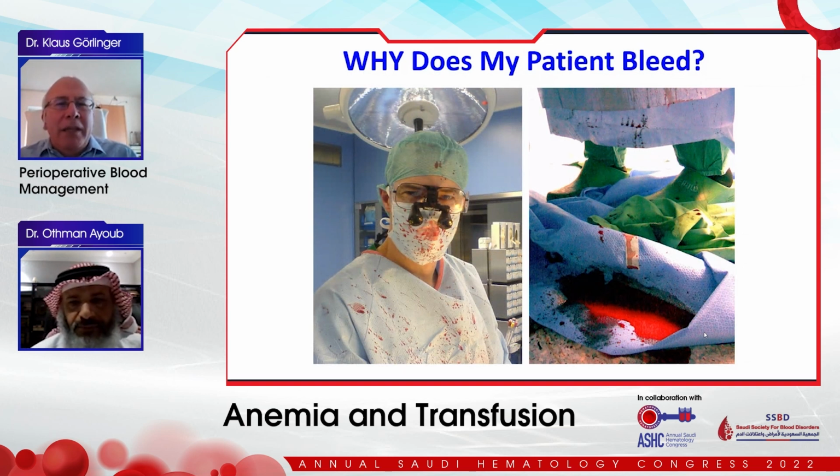And if we have a bleeding patient, the first question to ask is, why does my patient bleed? And we all know, in particular in perioperative bleeding, there can be surgical bleeding. An example is the picture on the left, where I always say when the blood comes up to the face of the surgeon, it must be a surgical bleeding from a high pressure area.